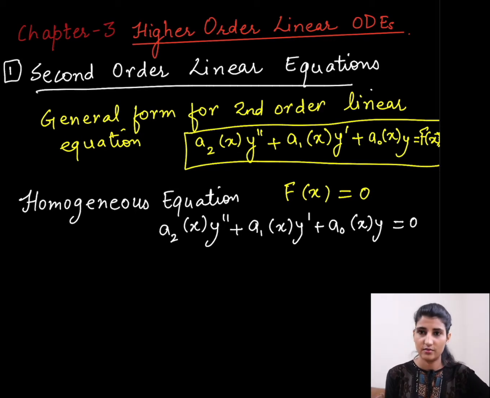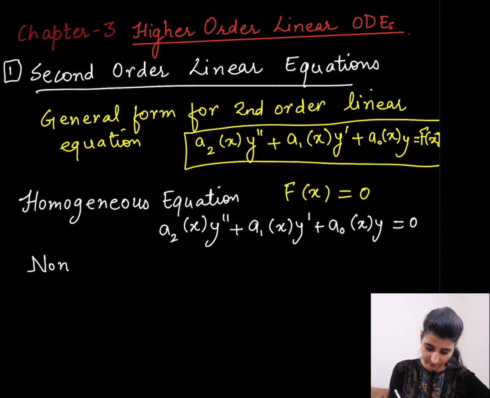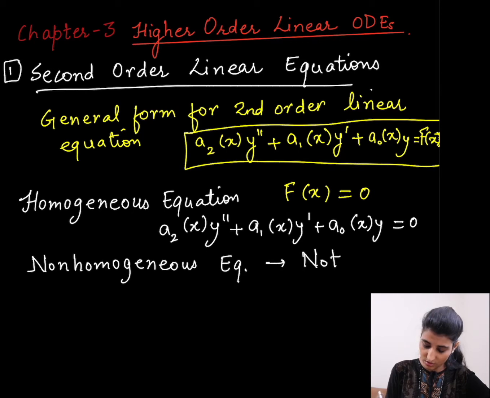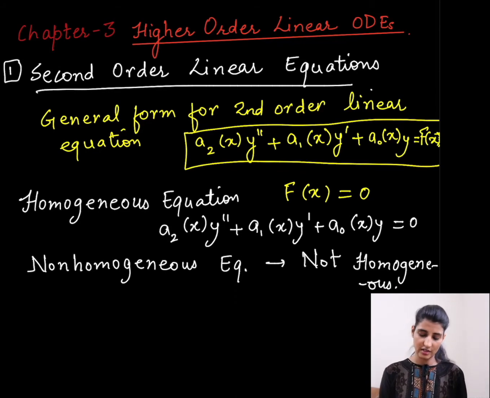And if the equation is not homogeneous, then we will call it non-homogeneous. Okay, so now we know what we mean by homogeneous and non-homogeneous equation. So non-homogeneous means it's not homogeneous. Okay, fair enough.